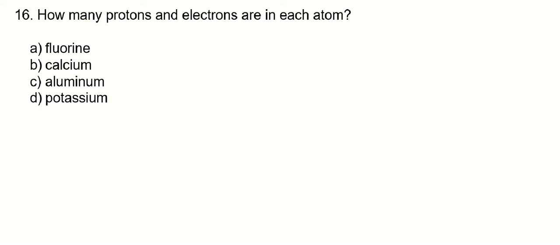We're asked to find how many protons and electrons, we'll also do neutrons, are in each of these atoms. These atoms are neutral atoms. The number of protons, which are positive, must equal the number of electrons, which are negative. Let's find these elements on the periodic table.